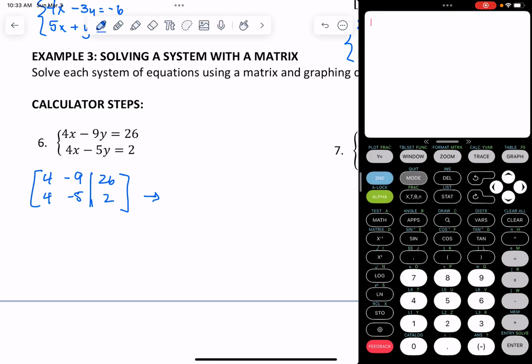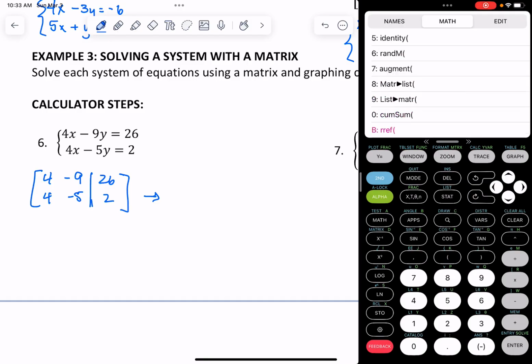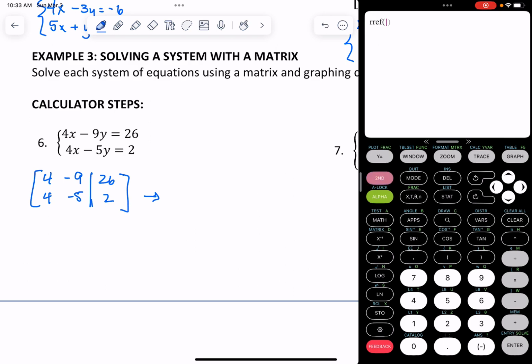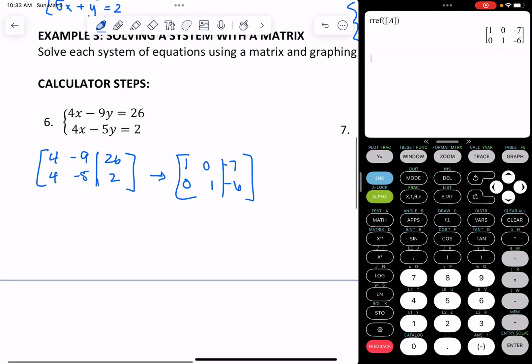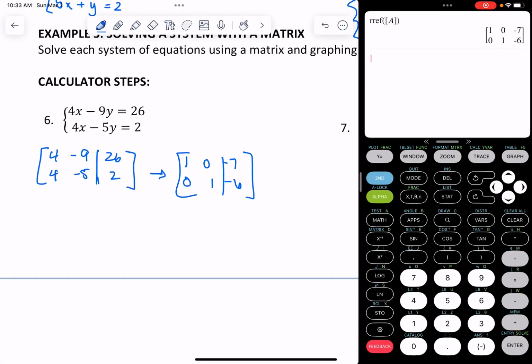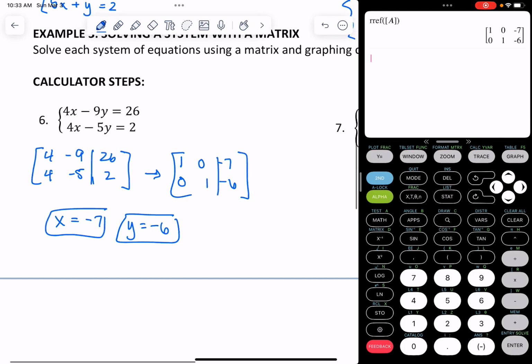Then we get out of here, second quit, and then second matrix, and we're going to do some math. We go down until we see RREF right here. Hit enter, and then we typed our matrix into matrix A, so we want the reduced row echelon form of matrix A. Hit enter, and it spits this out: 1, 0, -7, 0, 1, -6. What this is telling us is 1x plus 0y equals -7, so x equals -7, and 0x plus 1y equals -6, so y equals -6.